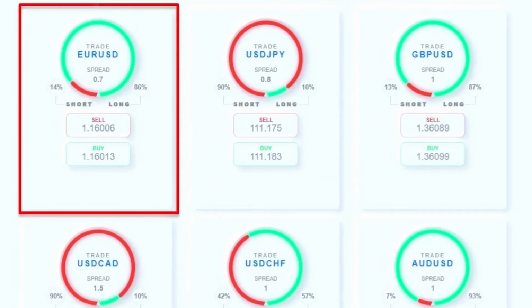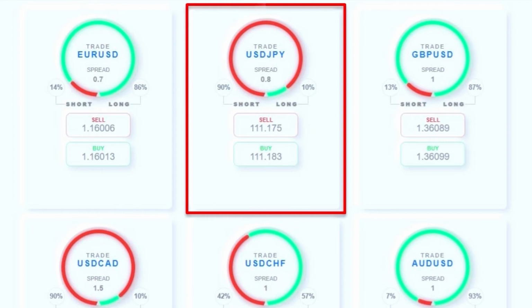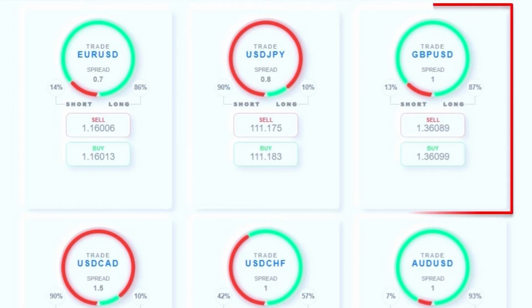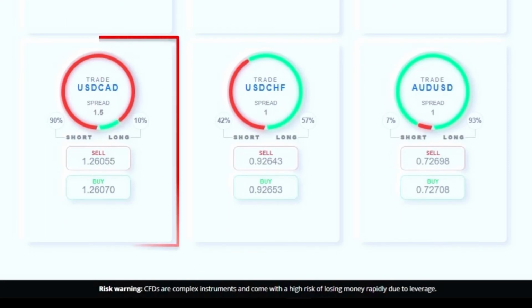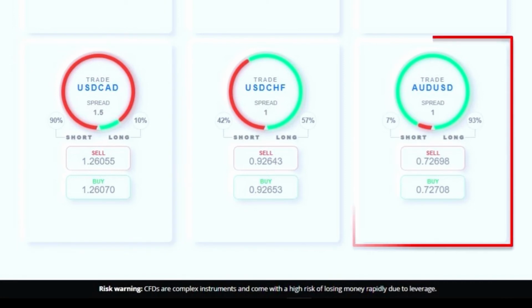86% of market participants are extremely long the euro versus the US dollar. 90% of market participants are extremely short the US dollar versus the Japanese yen. 87% of market participants are extremely long the British pound versus the US dollar. 90% of market participants are extremely short the US dollar versus the Canadian dollar. 93% of market participants are extremely long the Aussie dollar versus the US dollar.